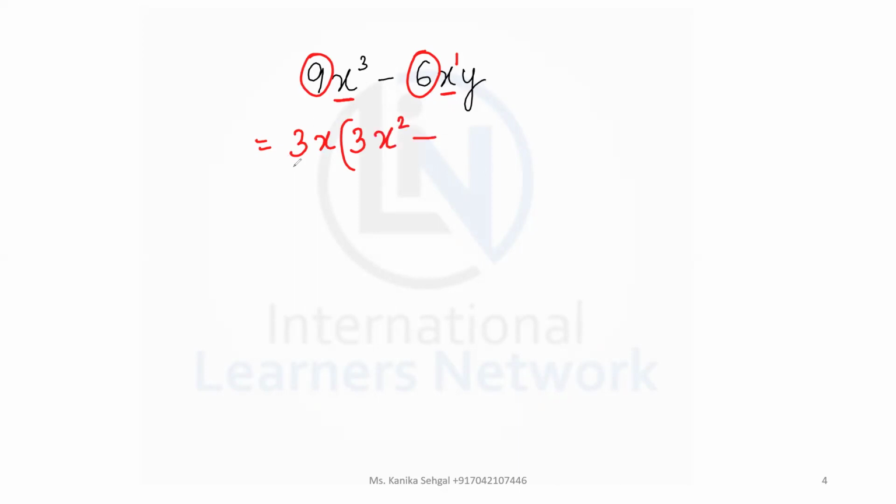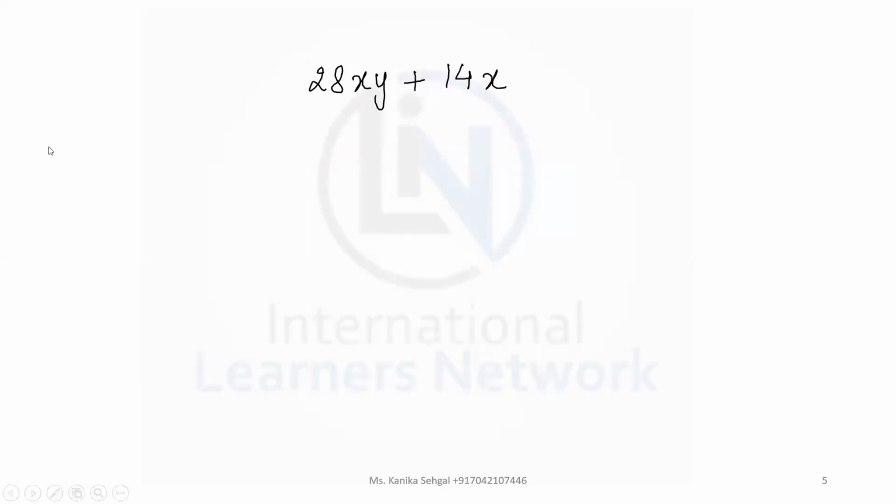Now by which number shall we multiply 3 so that we get 6? We'll get 2 here. And this x we have already taken outside, so we'll not write it. Y is not common, so that will be left inside the bracket. So now it is 3x times 3x square minus 2y. I hope you've all understood this. Okay, let's try the next one.